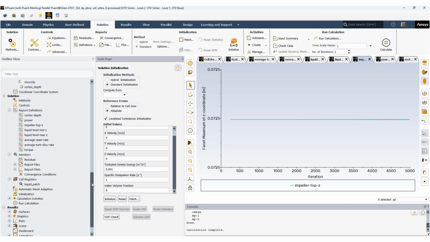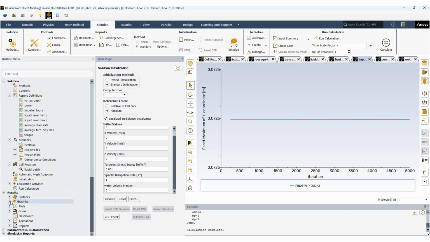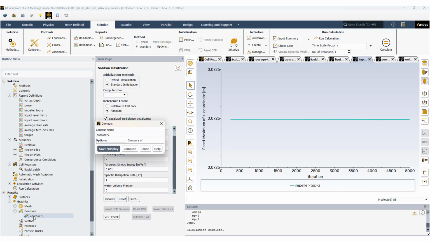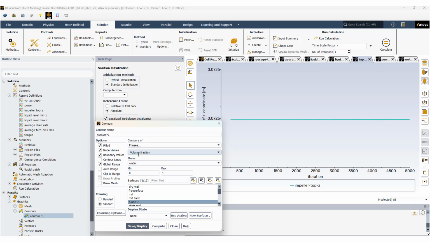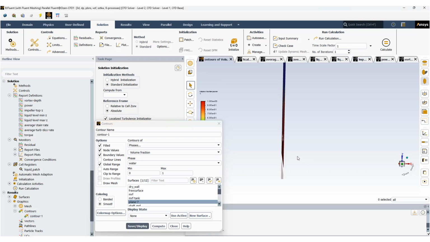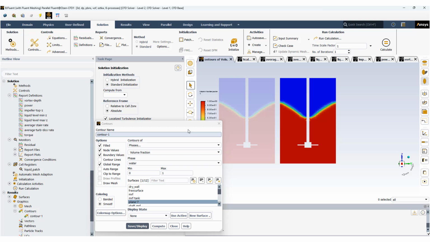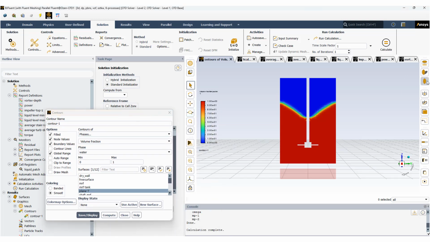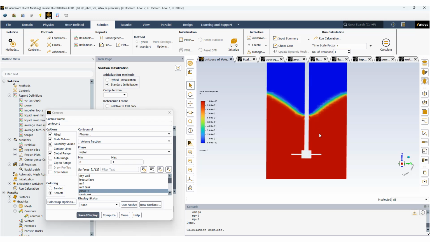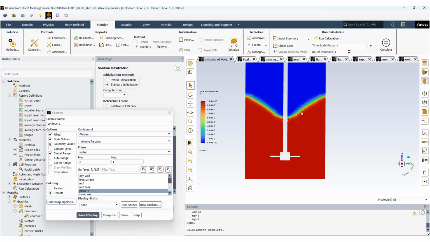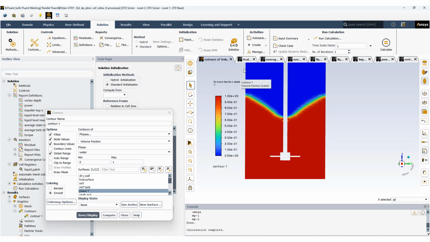I can show the corresponding contour of the water volume fraction on a cross-sectional plane, which is shown here. Let me rotate. Okay. As can be seen, this is the corresponding vortex formation, colored with the volume fraction of water. Red indicates water, and blue indicates the air component.